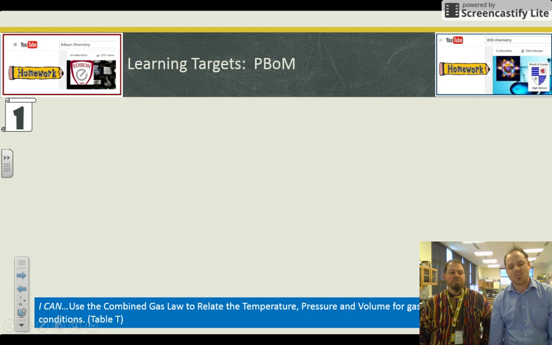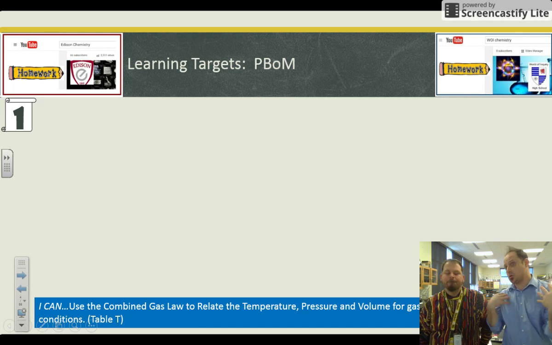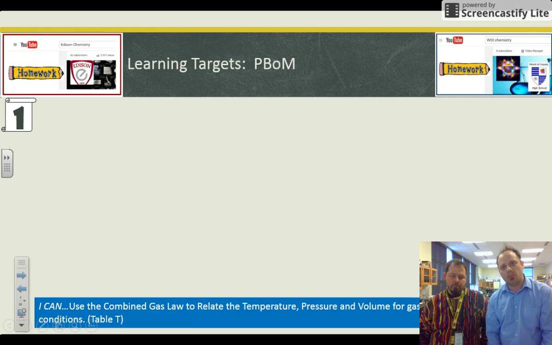Yeah, and then we will also use the combined gas law, which is another table T, plug and chug. Straight up. It's derived from some other more complex, interesting gas laws, if you ask me, but we just have to teach you the simple basics.